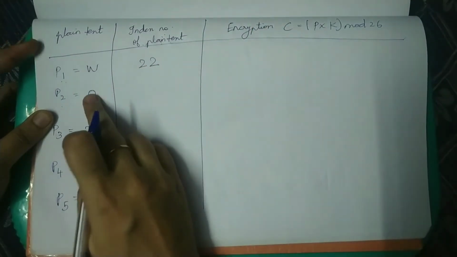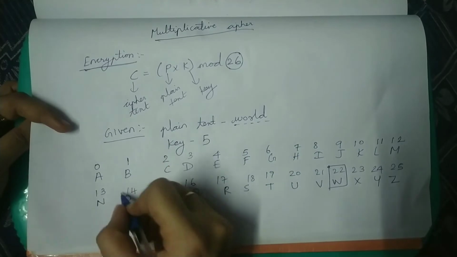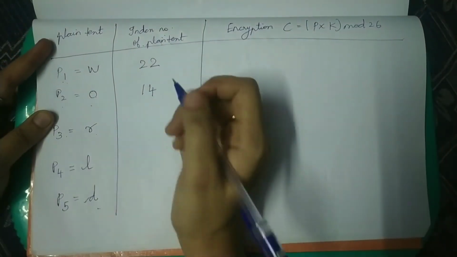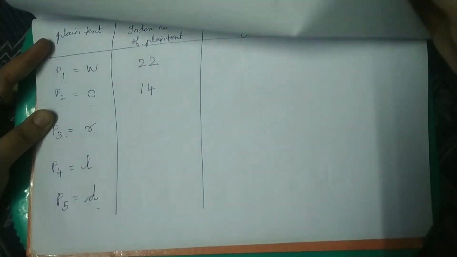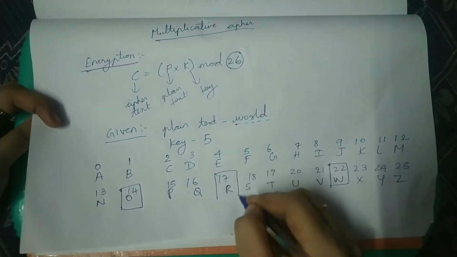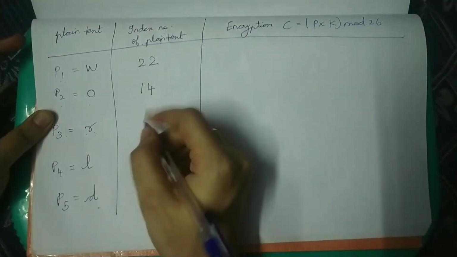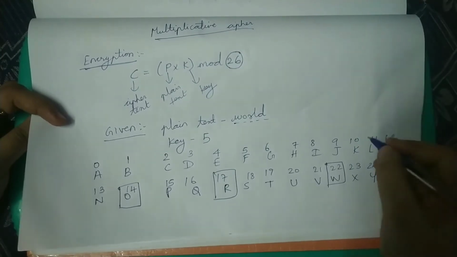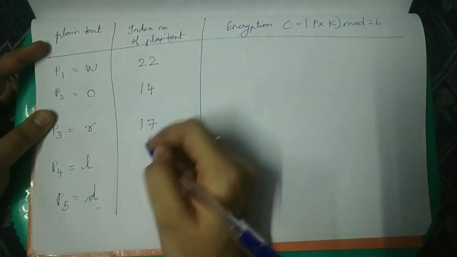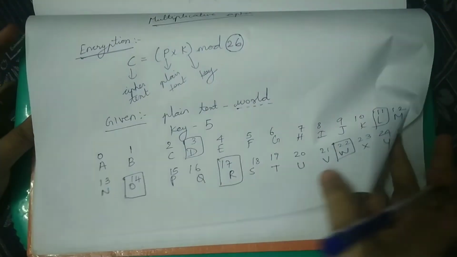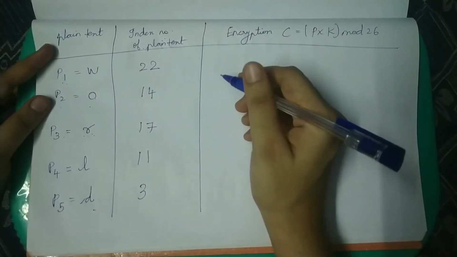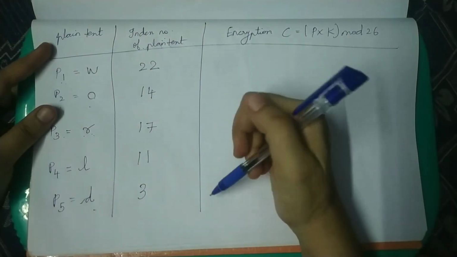Next it is for O. For O it is 14. So I should write 14 over here. Next it is for R. For R it is 17. Next it is L. For L it is 11. Next it is D. For D it is 3. So after writing this, we must apply the formula for all the 5.